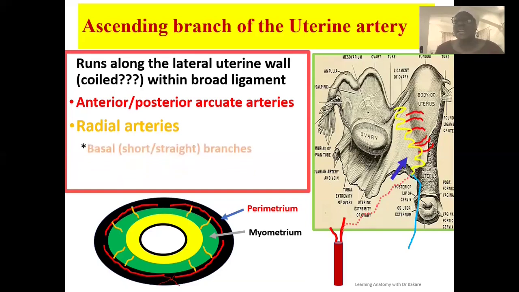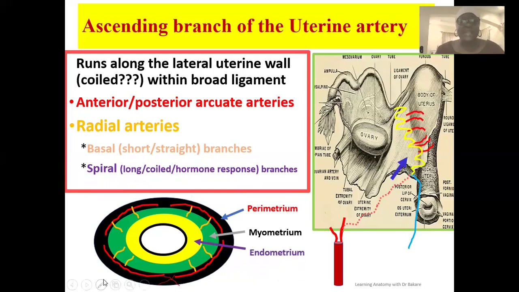So from the radial artery, we then have two divisions: the basal artery and also the spiral artery. And this deeper region here is where we have the endometrium. This endometrium is what is highlighted here in yellow. We say that in the endometrium, the radial branches will be seen to further divide into the basal artery, the basal branch here highlighted in white, and also the spiral branch here highlighted in blue. So you see these two branches driving into the endometrial layer.